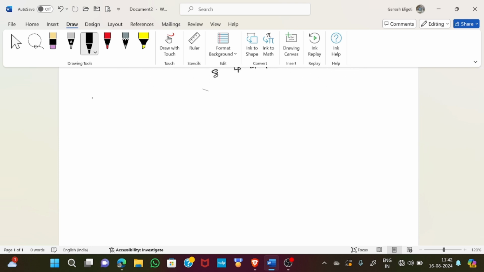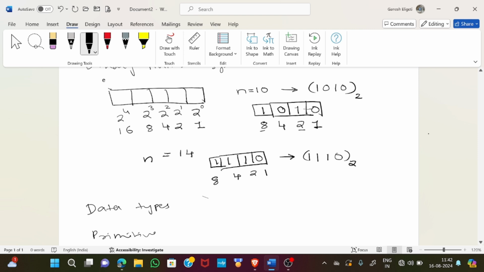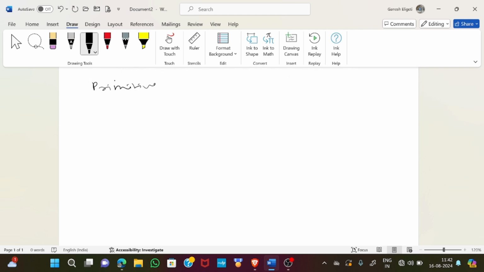Now let's see the data types. There are four types of primitive data types, which are integer, float, character, and the last one is boolean.